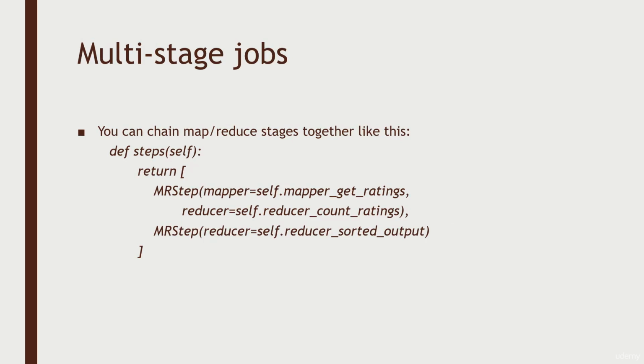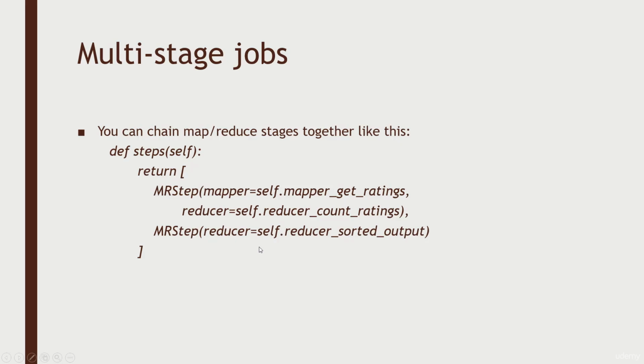To actually define a second step in your job, you can do something like this. Here we have the original mapper get ratings and reducer count ratings functions. And then we can set up a second step that will actually send the output of that reducer into the input of this reducer after it's gone through shuffle and sort.